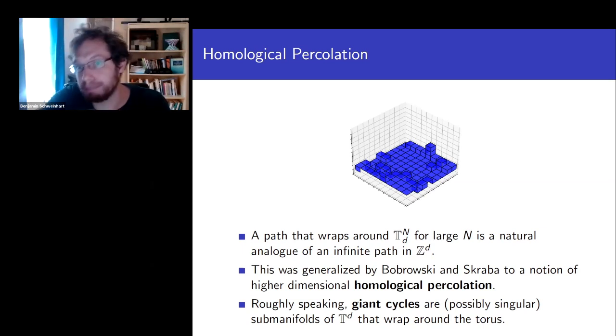we have a surface spanning the torus, but it may not be a surface. You may get some self-crossings, right? So you may have some singularities, but the picture I want you to have in mind is a surface spanning the torus. And we want to show something about a phase transition about when these giant surfaces appear.